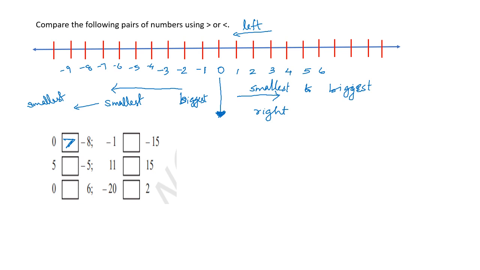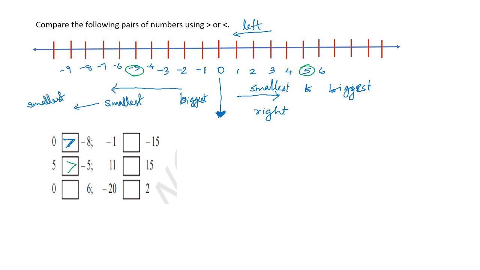Now 5 and minus 5. 5 is here. Can you see, children? 5 is over here. 5 is on the right hand side. Minus 5 is on the left hand side. So which one is going to be bigger? Of course, 5 is going to be bigger.